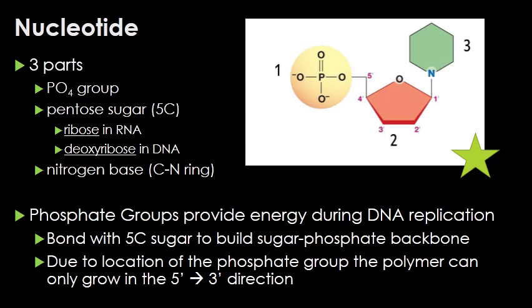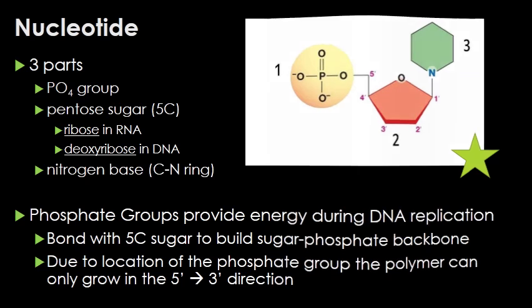But due to the location of the phosphate group, the polymer can only grow in the 5' to 3' direction, which means the new phosphate group can only form a bond on the 3' carbon, which is very important later on in the course. This does give DNA directionality, like proteins, so please make sure you understand where the 1, 2, 3, 4, 5 come from. It is just the numbering of the carbon.